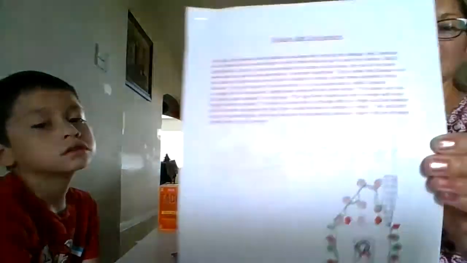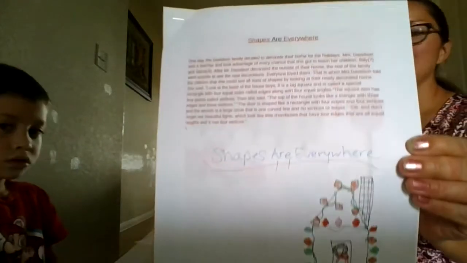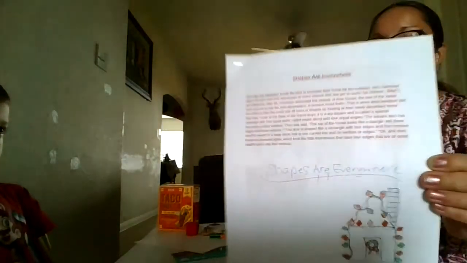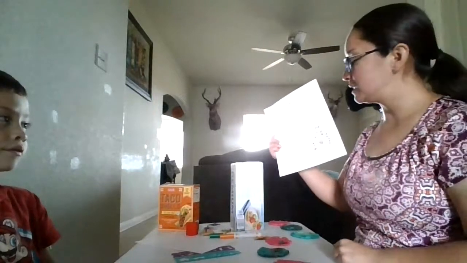Now I'm going to go ahead and go over a story with you. I created a story in regards to shapes, just to tie things together. It's a holiday story. It's a story about a family called the Davidson family. And the father, he decorates the house for Christmas. And the mother, Mrs. Davidson, she is a teacher and she loves to teach her kids anytime that she gets a chance to. And so when they go outside to admire their house, she points out the shapes and describes them using formal geometric language.